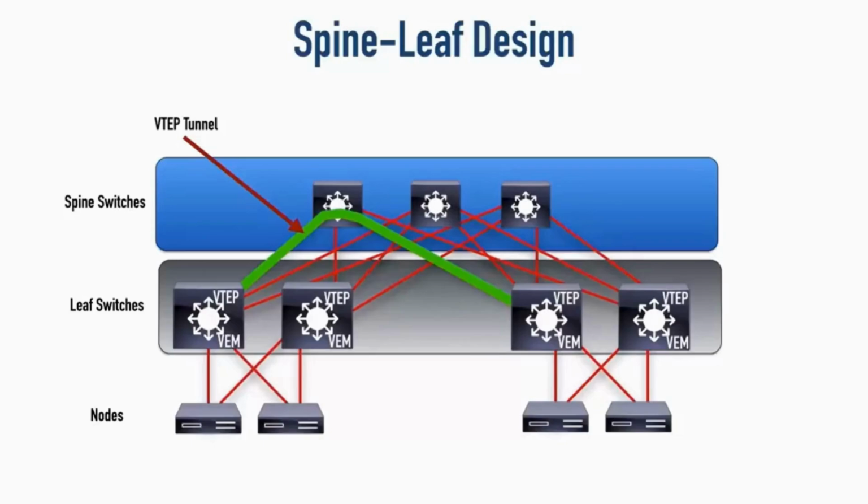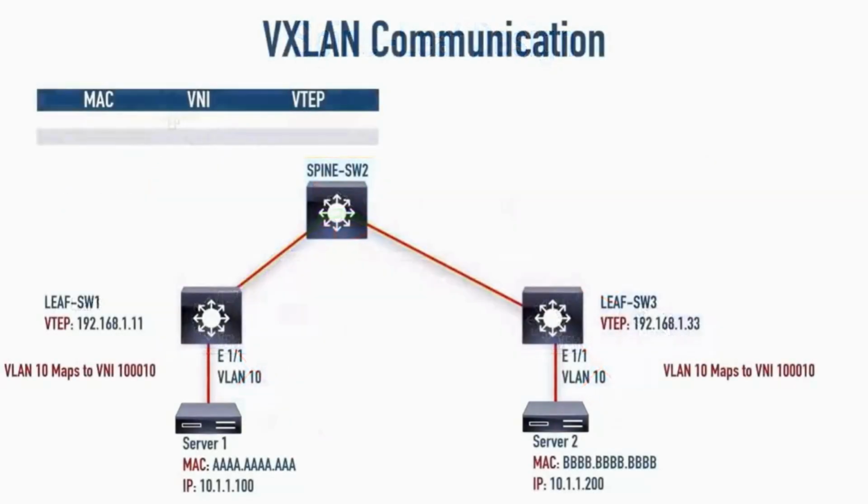Now let's walk through an example of how this is going to work. The table you see on screen is being maintained by Leaf Switch 1, Leaf SW1. And what we want to do here is we want server 1 to communicate with server 2. How do we do this? Well, server 1 is going to send out an ARP broadcast because it knows it wants to get to 10.1.1.200, but it doesn't know the MAC address. So it sends out an ARP broadcast.